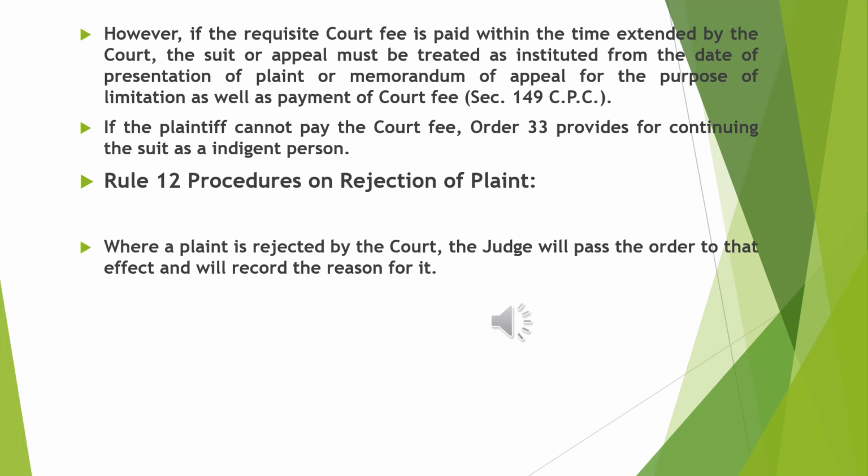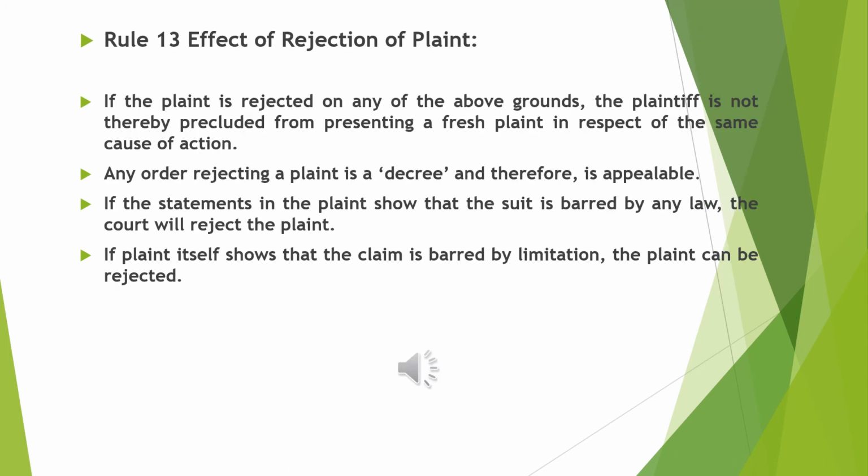Rule 12. Procedure on rejection of plaint. Where a plaint is rejected by the court, the judge will pass the order to that effect and will record the reasons for it. Whenever the judge is rejecting the plaint, he has to particularly mention the reasons on what grounds he is rejecting the plaint. That is mandatory.